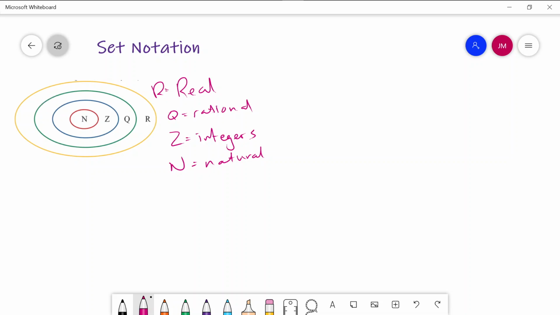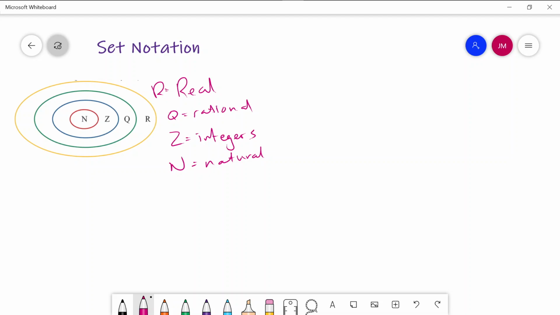Then going a level further, we've got Z here, which is our integers. So they're all of our positive and negative counting whole numbers. So -3, -2, -1, all the way through. Then the innermost circle N is our natural numbers. So these are the ones we can physically count something of, the amount of objects. So 1, 2, 3, 4, all of our positive whole numbers.